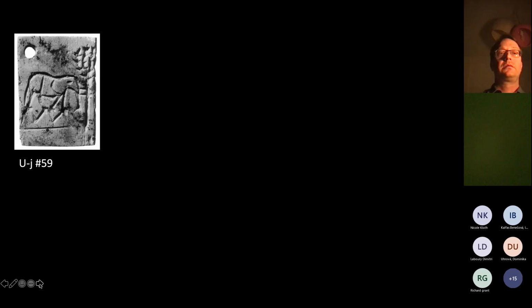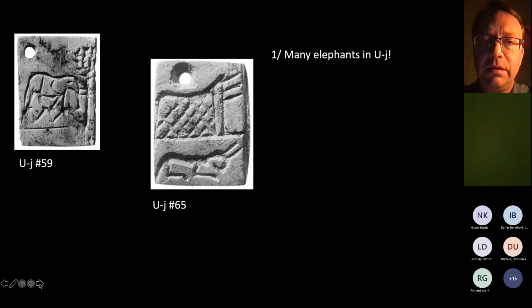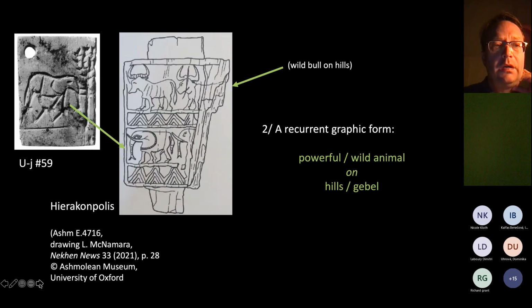What about the elephant on the hills? Well, first off, there are many elephants in UJ. So here you have two more elephant signs. One recumbent and the other one this elephant-like shrine. And this elephant on the hills is part of a broader set of forms. Here you have wild bulls on hills on an ivory from Hierakonpolis. So you have a recurrent graphic pattern, we might call it, with a powerful or wild animal standing or marching or trampling on hills of the Gebel.